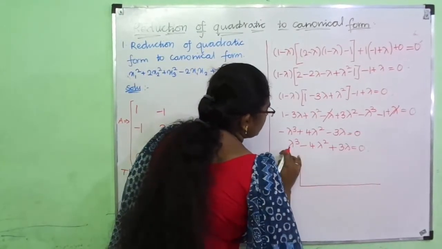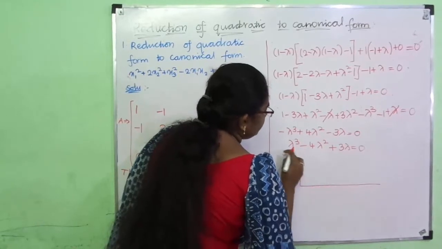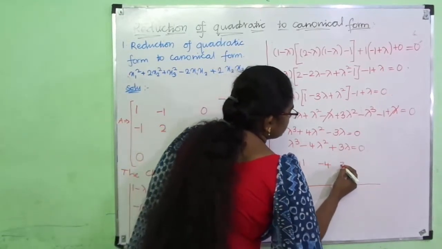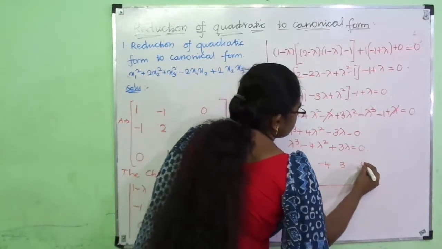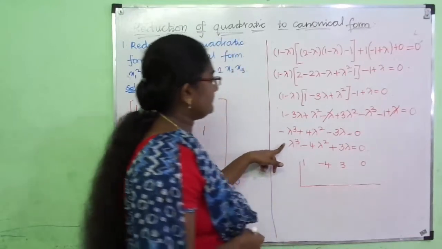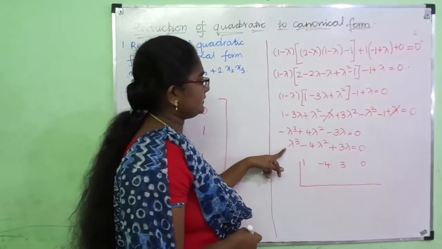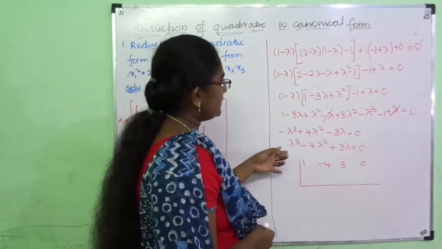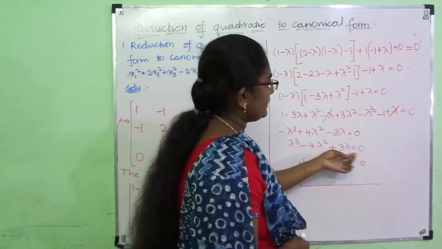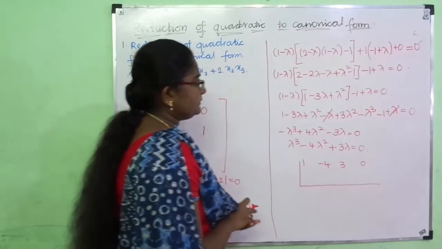Write the coefficients of this lambda: 1, here minus 4, and then 3. The constant term is 0, so I am writing 0. Assume lambda is equal to 1, minus 1, 2, minus 2, 3, minus 3, or any values in the place of lambda in this equation. If we get 0, the assumed value will be the root.